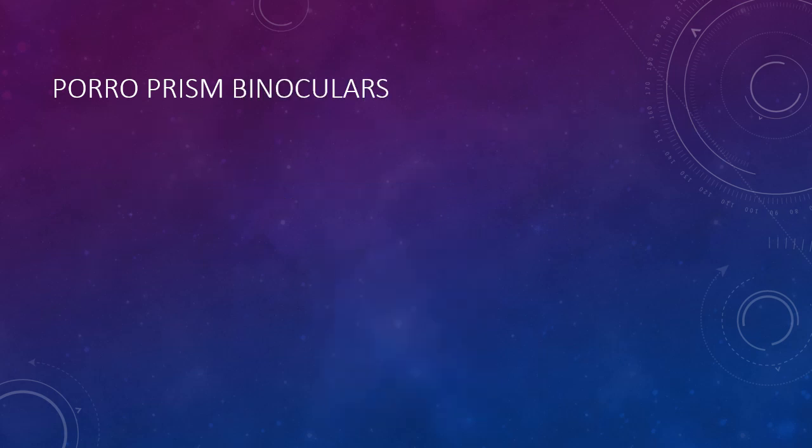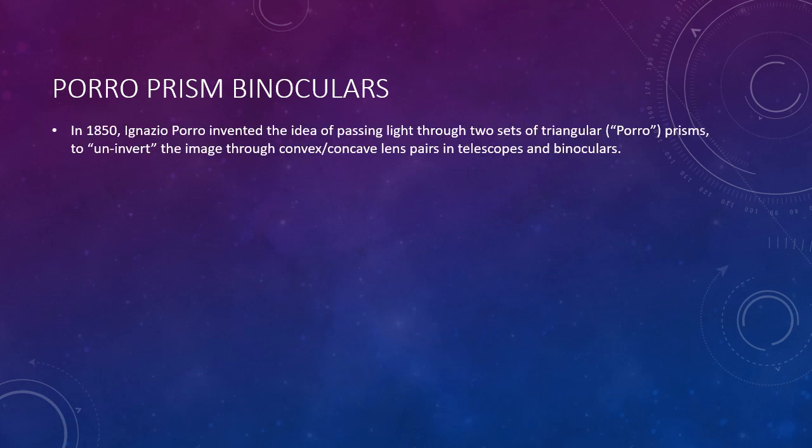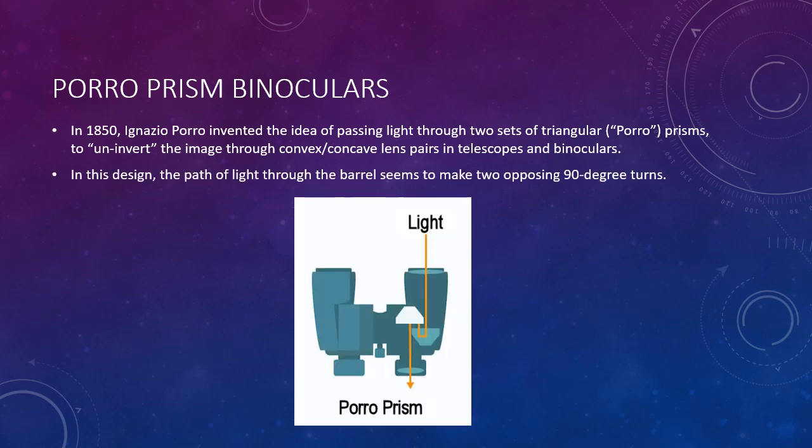Porro prism binoculars. In 1850, Ignazio Porro invented the idea of passing light through two sets of triangular, Porro, prisms to uninvert the image through convex-concave lens pairs in telescopes and binoculars. In this design, the path of light through the barrel seems to make two opposing 90-degree turns.